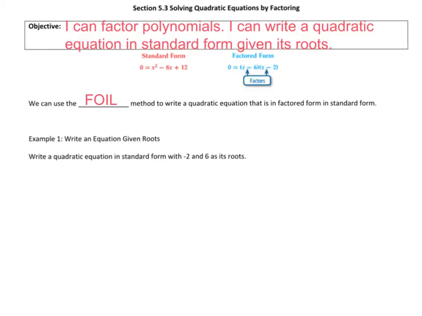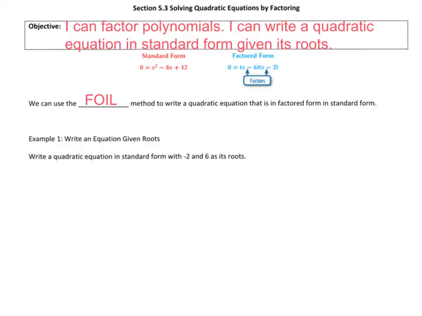It's just where we have the squared term, the regular x term, and then the term that doesn't have any variable with it. The factored form is just where we've factored what we have into two pieces. We can use the FOIL method to write a quadratic equation that is in factored form in standard form.